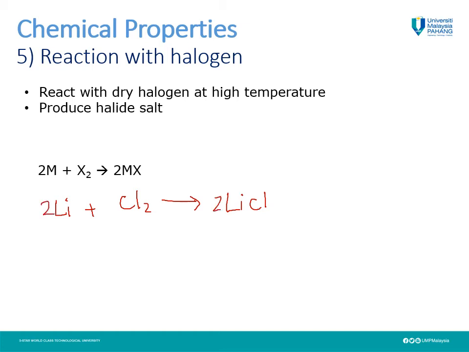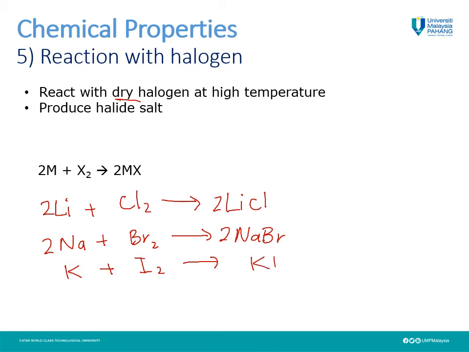So we can use another example of sodium react with bromine gas. So the gas needs to be a dry gas and produce sodium bromide. And another example, let's say we use potassium reacted with iodine, we will get potassium iodide.